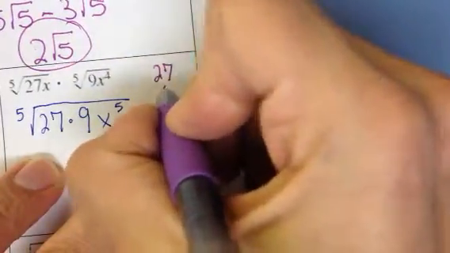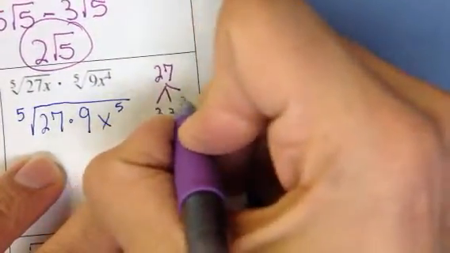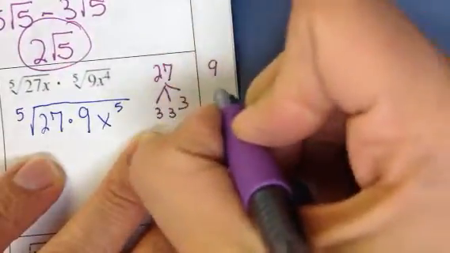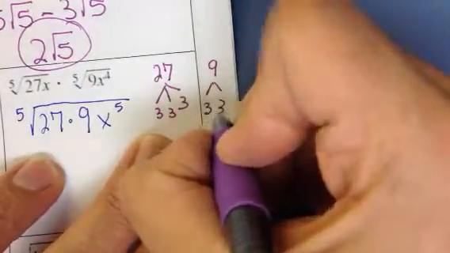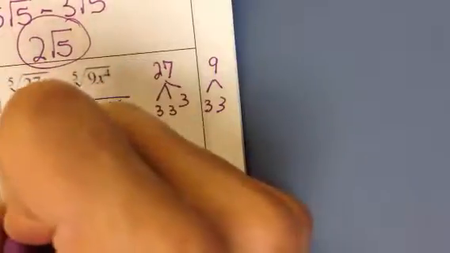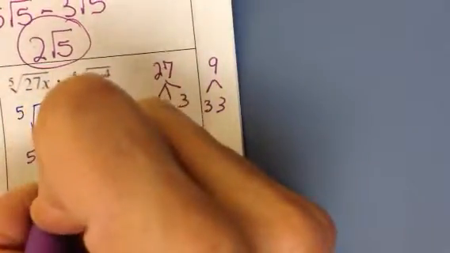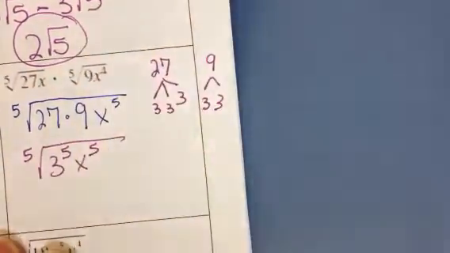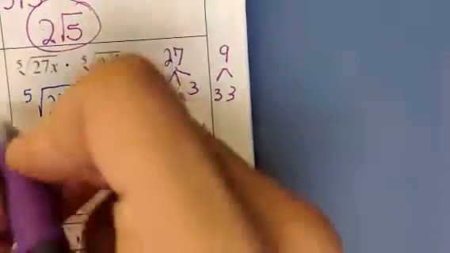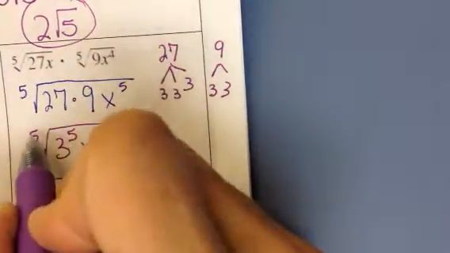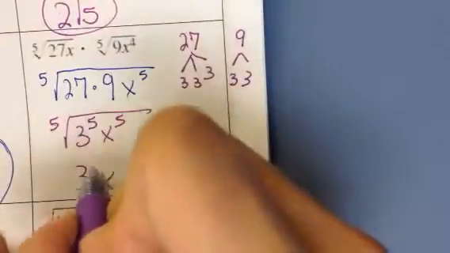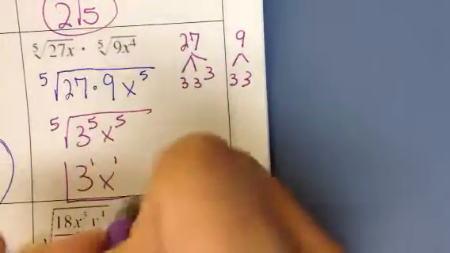And a factor tree of 27, as it turns out, turns into 3 3s. And a factor tree of 9 turns into 2 3s. So when I'm done, I can rewrite this as a total of 5 3s and 5 x's. And as it turns out, they're both perfect. And they can both come out, and their exponent, 5 goes into 5. It would just be a 1, which you don't need, but you can put the 1 if you want.